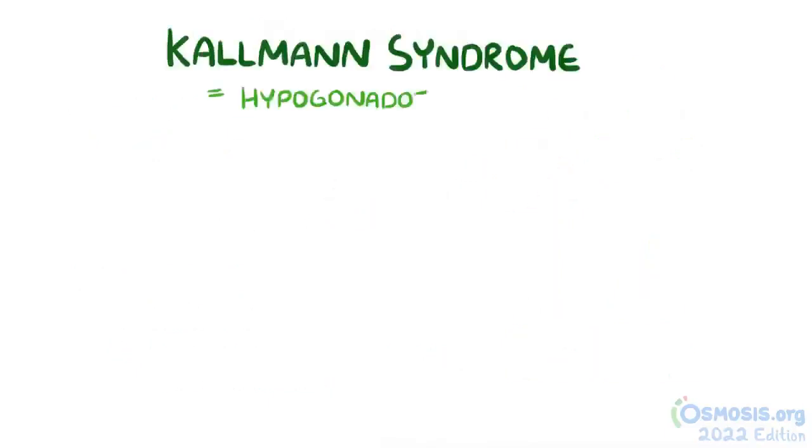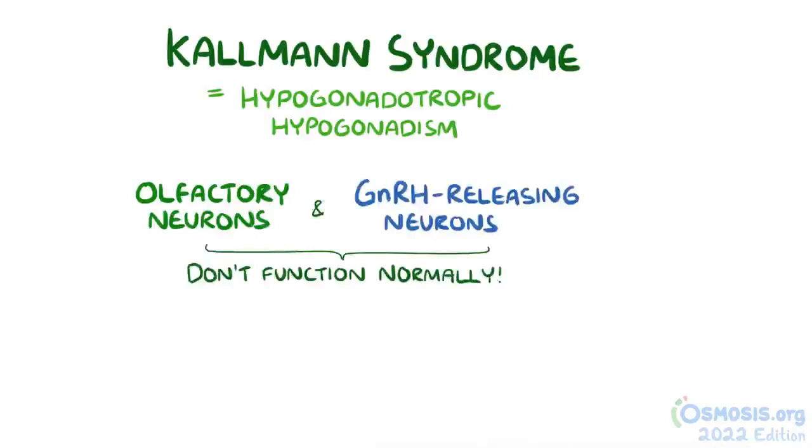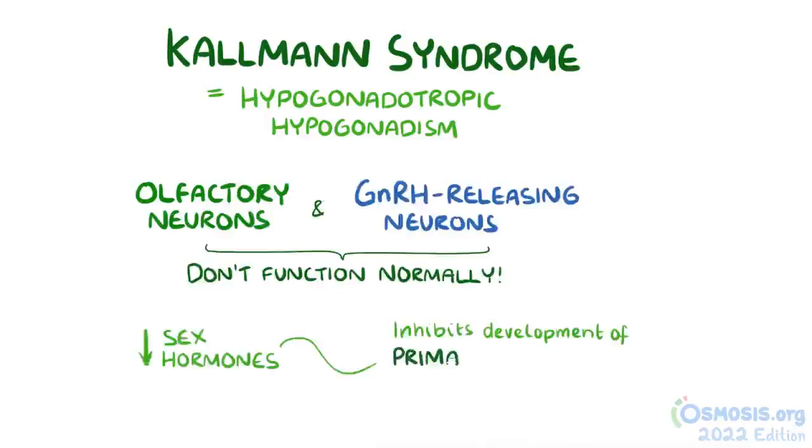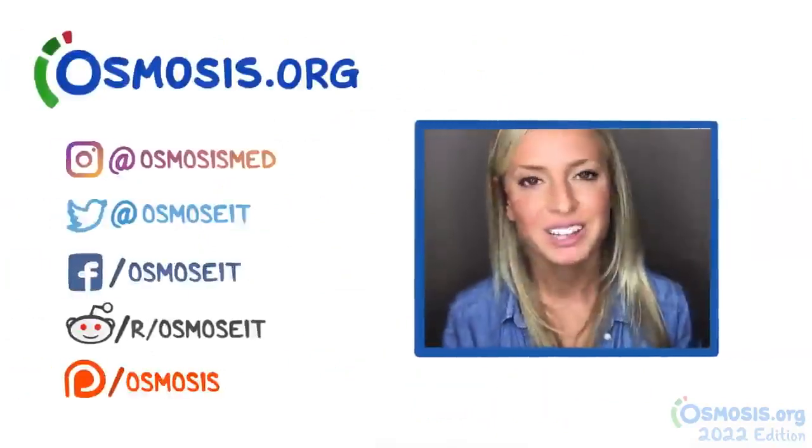So, to recap, Kallmann syndrome is a type of hypogonadotropic hypogonadism, where olfactory neurons and gonadotropin-releasing hormone neurons don't function normally. The decrease in sex hormones inhibits the development of primary and secondary sex characteristics during puberty.